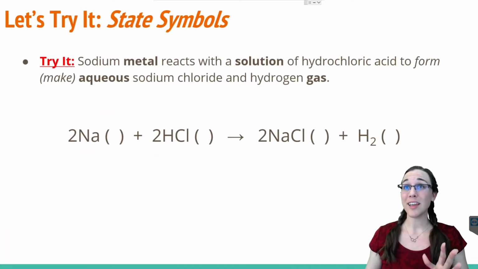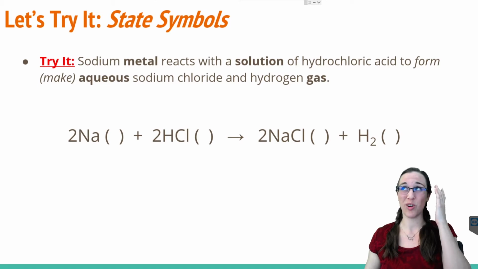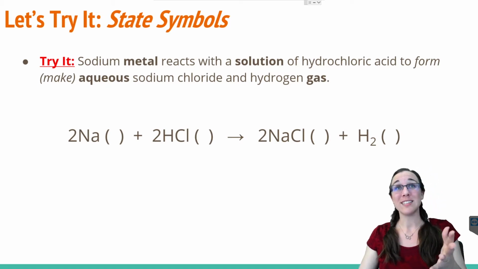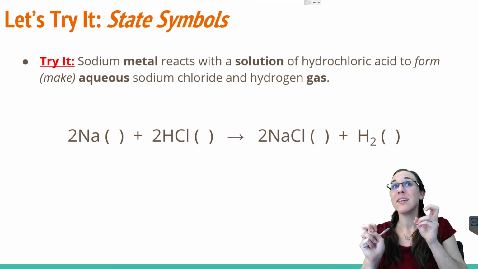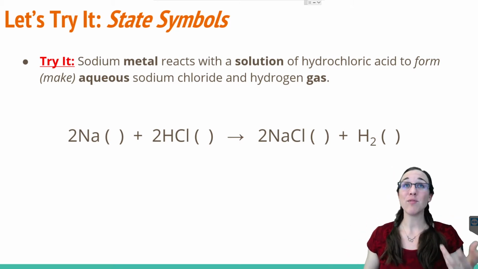So let's just try this chemical equation with just the state symbols, just to kind of get the idea before we jump into predicting products and hurt our brain with trying to predict the future, essentially. If we read this chemical equation in words, it says sodium metal reacts with a solution of hydrochloric acid to form, or to make, aqueous sodium chloride and hydrogen gas. I've written that out for you here.